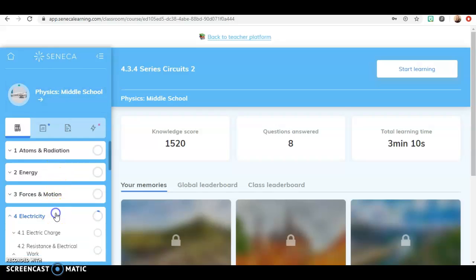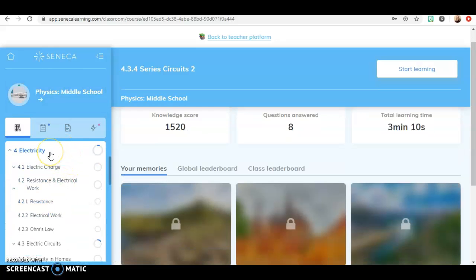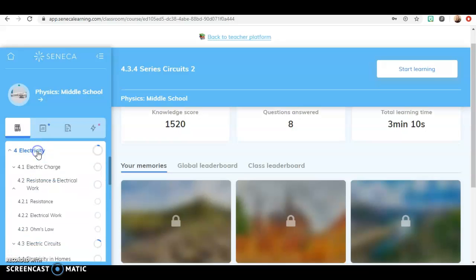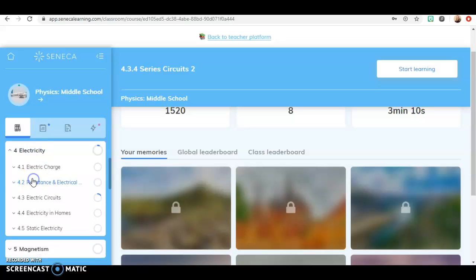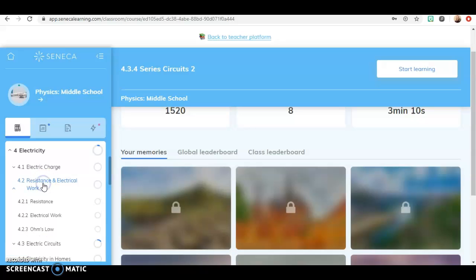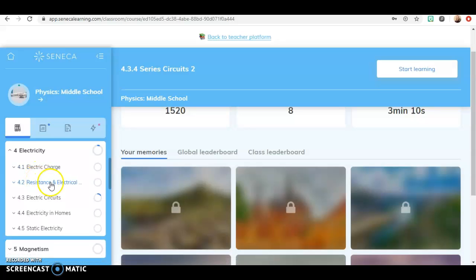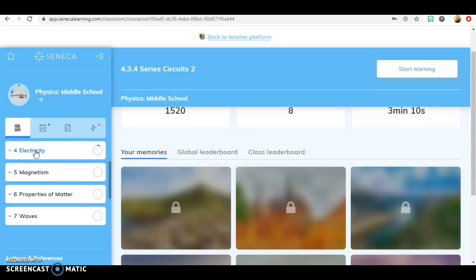So if you go into electricity and I said, all right, you're going to be completing 4.2.1, there's all these little drop-down menus under electricity. So electricity is chapter 4. So if I go to 4.2, that's resistance and electrical work. 4.2.1 is just resistance. Okay, so these are where those drop-down menus are actually coming from, because there's chapters, and then there's sections, and then there's specific objectives within that.